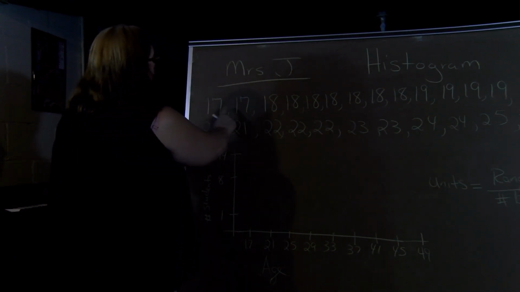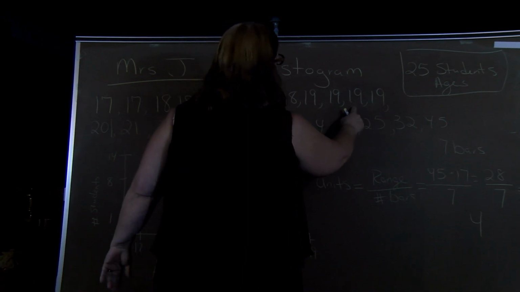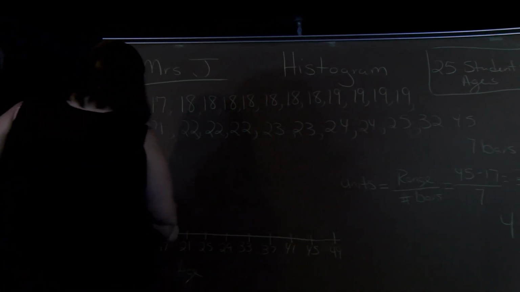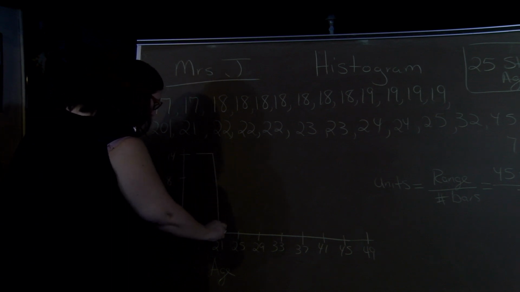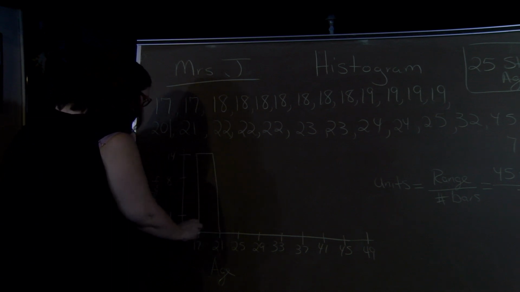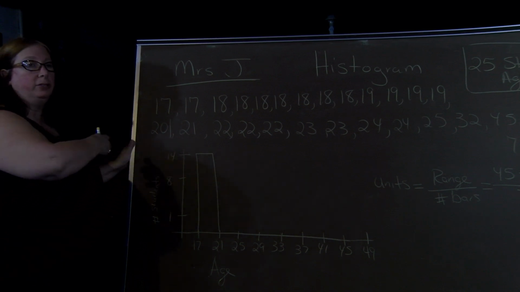So there's 1, 2, 3, 4, 5, 6, 7, 8, 9, 10, 11, 12, 13, 14. So this first bar has to go all the way up to 14. In a histogram, the bars touch each other because they're continuous.